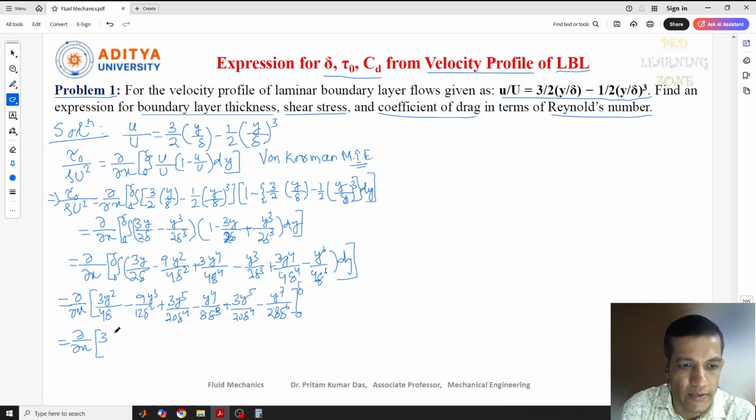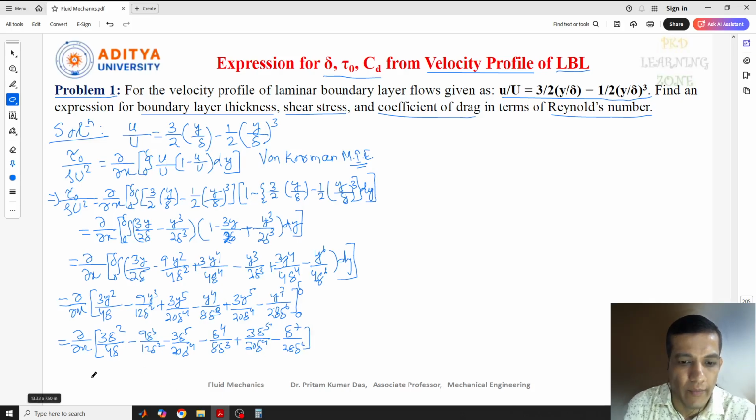So you can write this is 3 delta square by 4 delta, minus 9 delta cube by 12 delta square, minus here also same, delta to the power 5 by 20 delta to the power 4, minus here delta to the power 4 by 8 delta cube, plus 3 delta to the power 5 divided by 20 delta to the power 4, minus again delta to the power 7 divided by 28 delta to the power 6, bracket close. Now upper limit, lower limit completed.